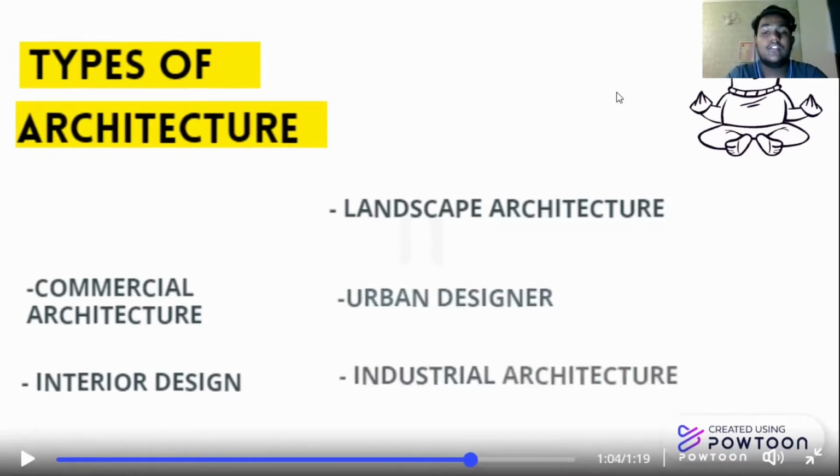The last one is industrial architecture. Industrial architecture is basically designing warehouses, factories, storage buildings, logistic facilities, and power plants.